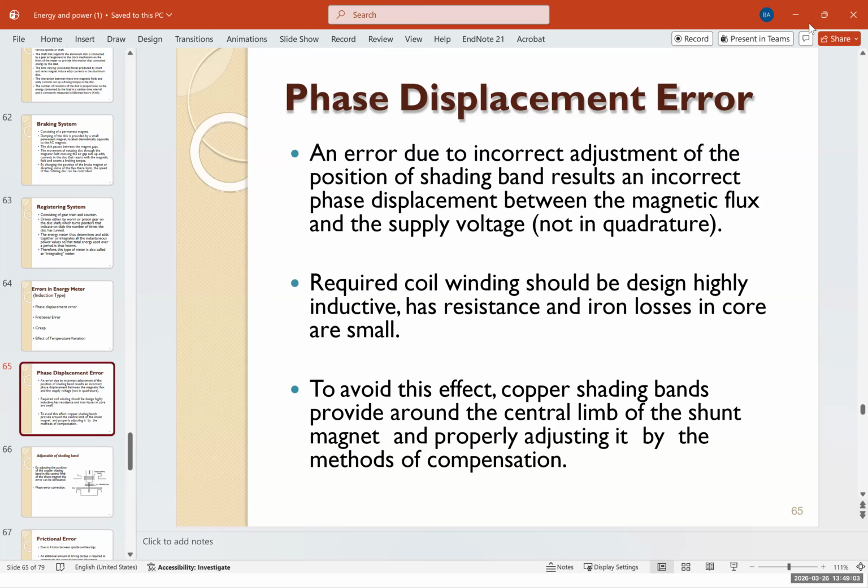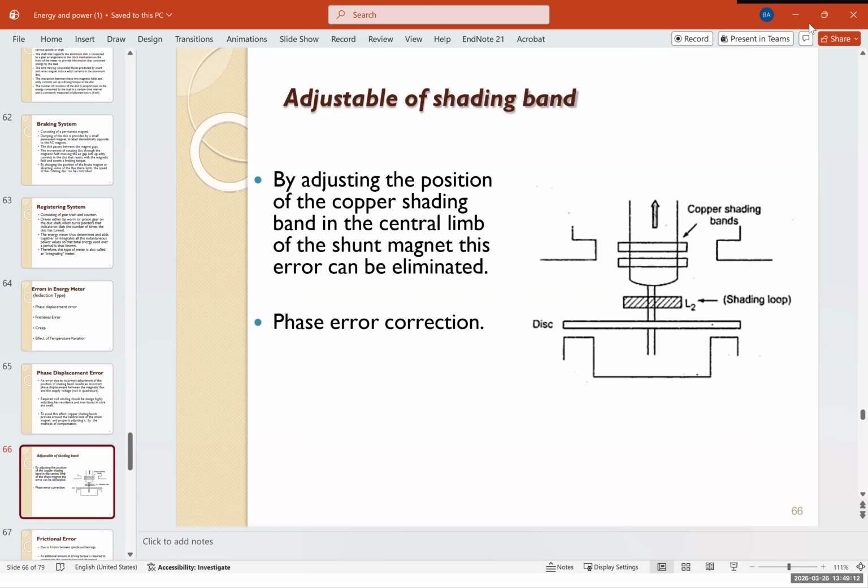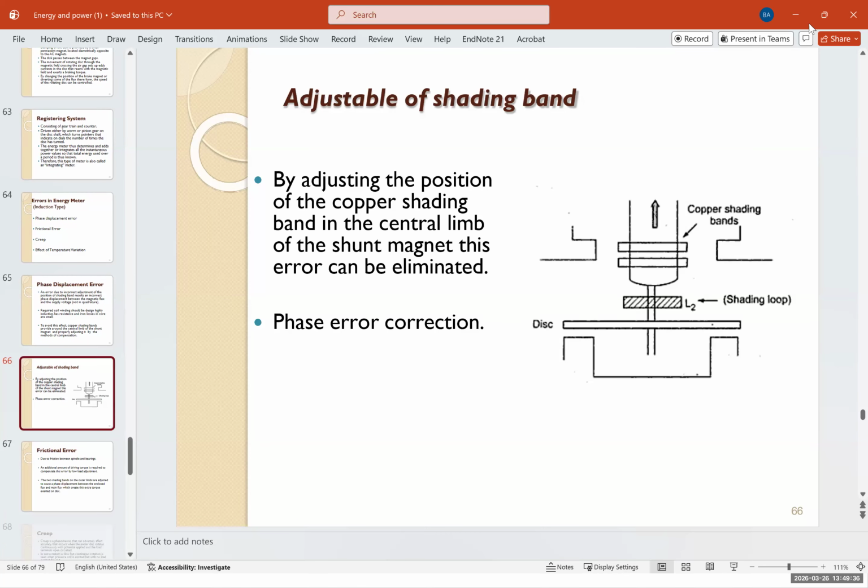To avoid this effect, copper shading bands are provided around the central limb of the shunt magnet and properly adjusted, by the method of compensation. By adjusting the position of the copper shading band on the central limb of the shunt magnet, this error can be eliminated. So you can move it up and down. Basically, you have another coil with your first coil that compensates for the error. You're giving it a small push, and this actually corrects the phase error and makes it again 90 degrees.